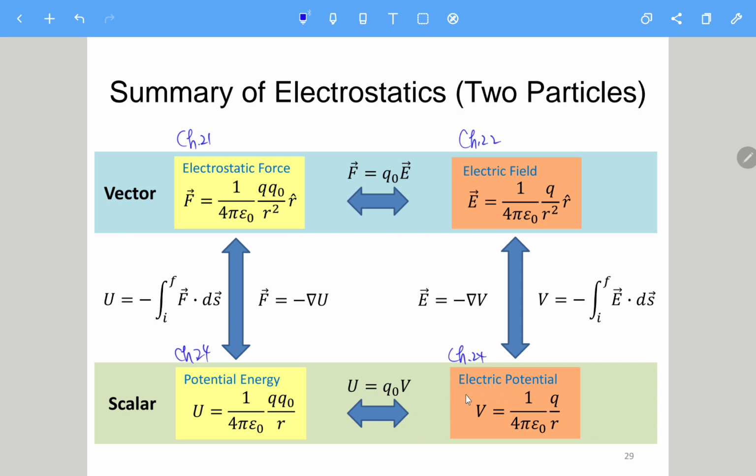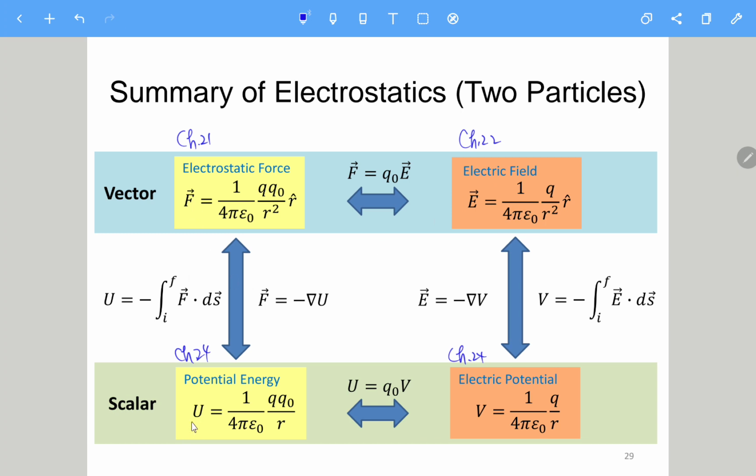And then for between V and U, we also have this definition. U is actually Q zero times V. U equals Q zero times V. So here we try to multiply Q zero to here, so that on the left side we have Q zero. And on the upper part, we have R squared in the denominator, and for the lower part, we have R in the denominator. So from here to here, we have this simple multiplication. But from top to bottom, we need to use this line integral or the gradient operator to go from top to bottom or bottom to top.